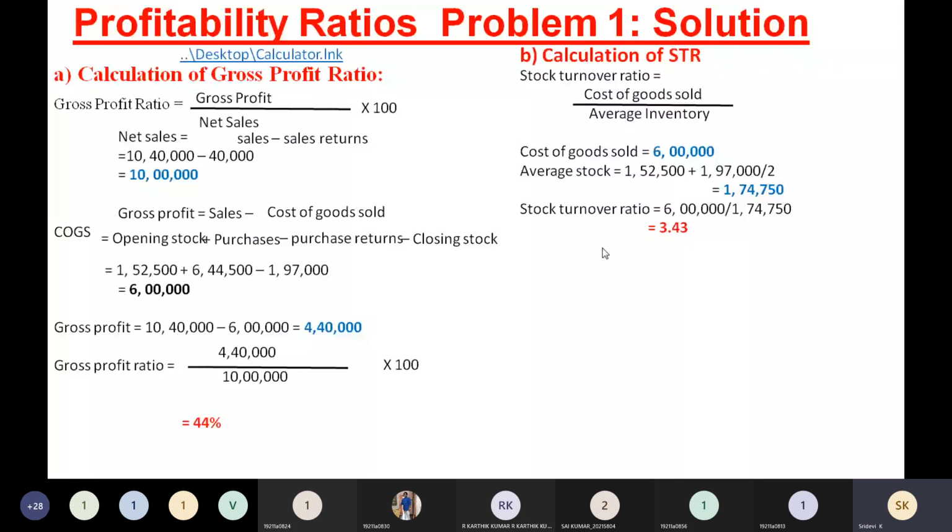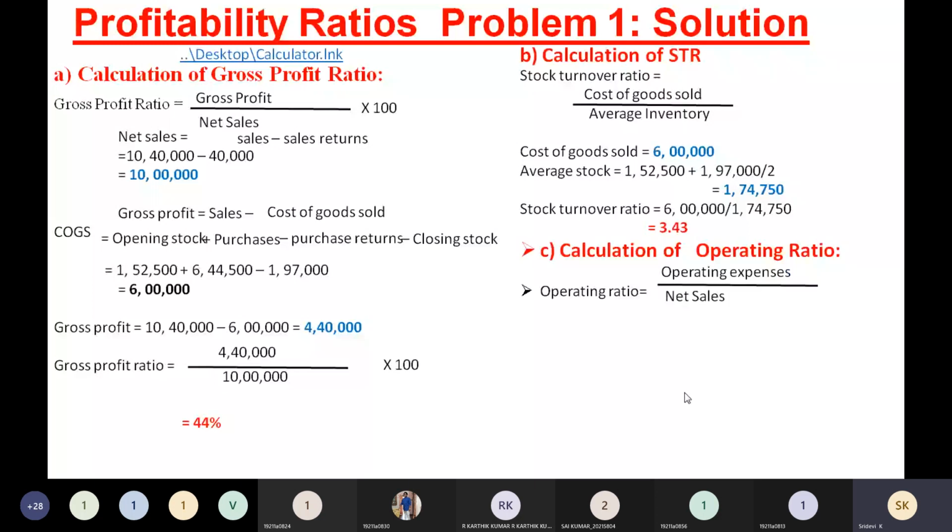And the third ratio that we need to calculate is the operating ratio. How are we going to get it? Take down the formula, everyone. Operating ratio is equal to operating expenses divided by net sales into 100. Because this is a profitability ratio, you have to multiply it by 100.